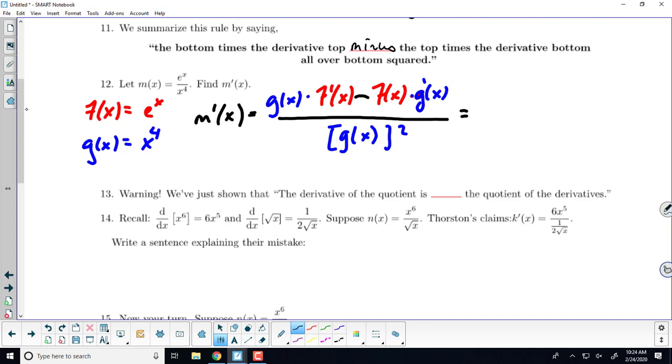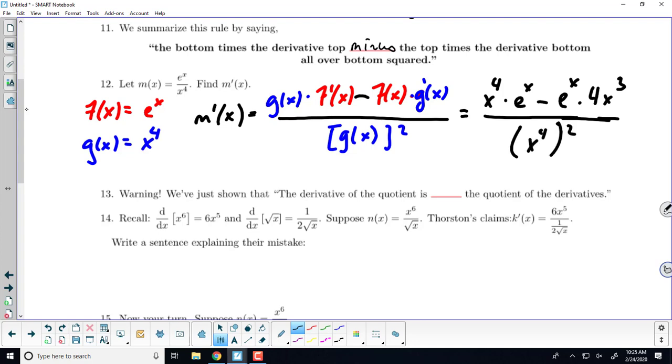And we'll just put it all in one color. Here's the bottom function, which is x to the fourth, times the derivative of e to the x. What's the derivative of e to the x, folks? E to the x. Minus, right? Minus what? E to the x. Yeah, minus the e to the x, the top function, times the derivative of the bottom function. What's the derivative of that bottom function? 4x to the power of 3, 4x cubed by the power rule. All over x to the 4th squared. Folks, what's x to the 4th squared? X to the 8th. Was that real hard to fix? No, be polite and clean that up.